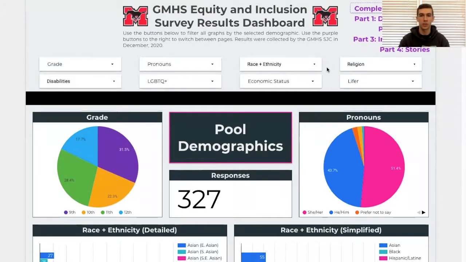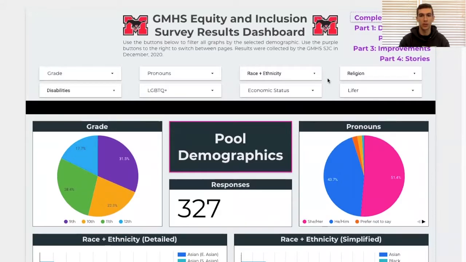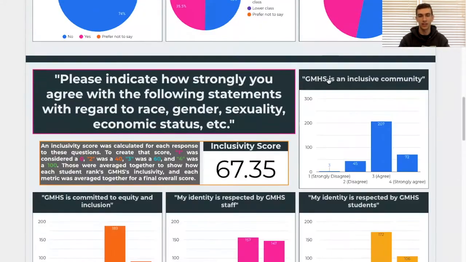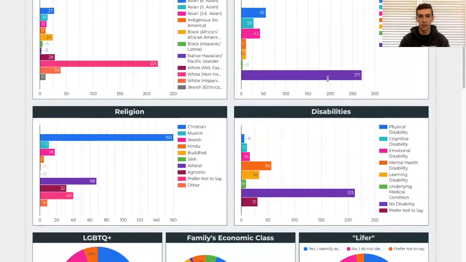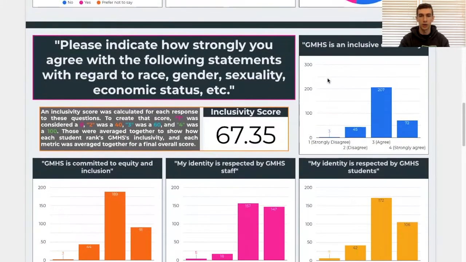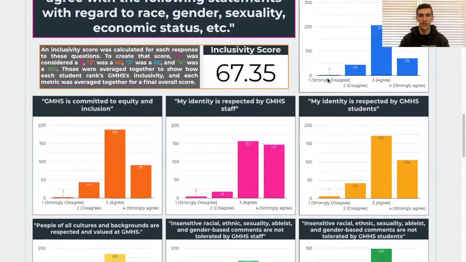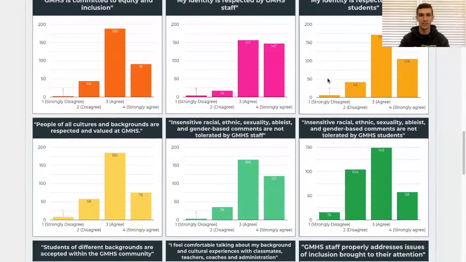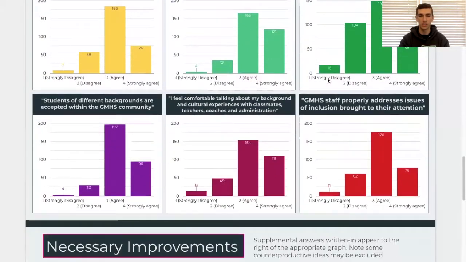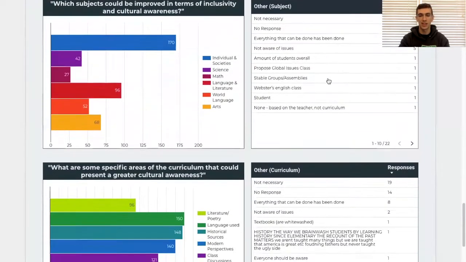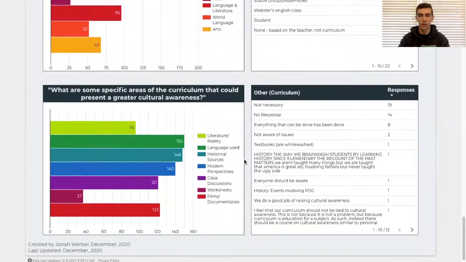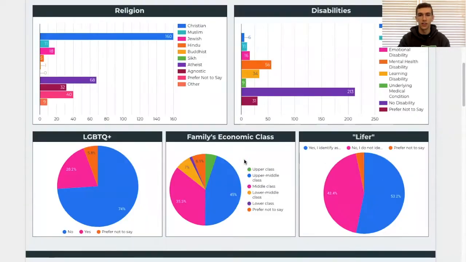So here, when you click the link to get to the dashboard, you'll see this page that has a broad overview of basically everything. It has some demographics towards the top, right up here. It has bar graphs corresponding to each question, asking about how people rated different aspects of the GMHS community. You can see some of the improvements that people suggested and where improvements are most necessary. But that's really all that you can see on the first page.